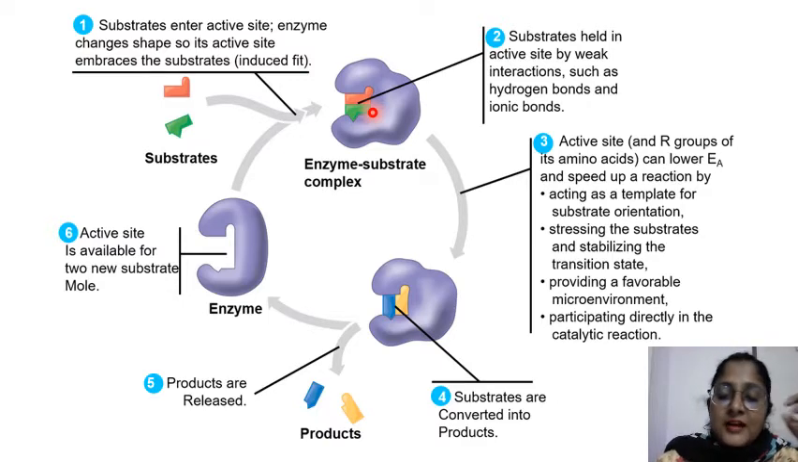When the active sites hold the substrates, they lower the activation energy and they speed up the reaction by substrate orientation, by stressing the substrate and stabilizing the transition state, by providing a favorable microenvironment, and by participating directly in the catalytic reaction. So by doing all these four types of function, the active site and the substrate start working or they start catalyzing.